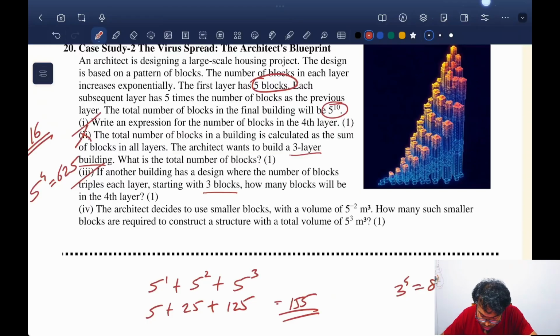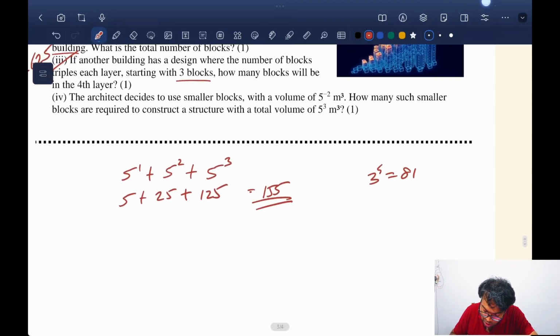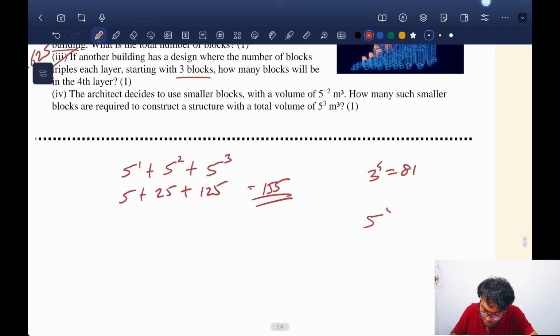An architect decides to use. Yes, that is exactly what you're supposed to do. The architect decides to use smaller blocks with a volume of 5 to the power minus 2. How many such smaller blocks are required to construct a structure? That is correct, absolutely correct. तो तुम्हारा 5 to the power 3 upon 5 to the power minus 2 हो जाता. अब तुम्हारा आंसर क्या होता? 5 to the power 3 minus 2 is equal to 5 to the power of 5. क्या ये सही है?